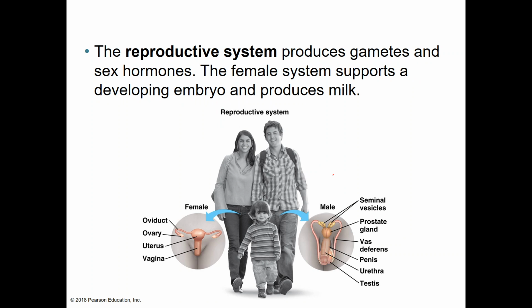And then our reproductive system, we have the male reproductive system and the female reproductive system. These are the organs that produce gametes and sex hormones, and also the mammary tissue that produces milk.